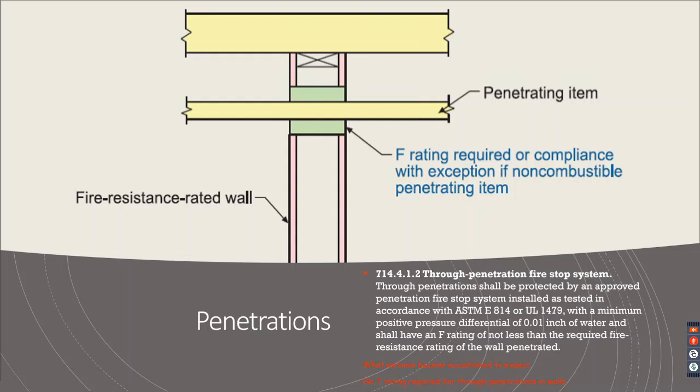So again, still with the through penetrations shall be protected by an approved penetration fire stop system installed as tested in accordance with ASTM E814 or UL 1479 with a minimum positive pressure differential of 0.01 inch of water, and shall have an F rating of not less than the required fire resistance rating of the wall penetrated. So yes, of course, we expect this. The T rating isn't required for through penetrations in walls.